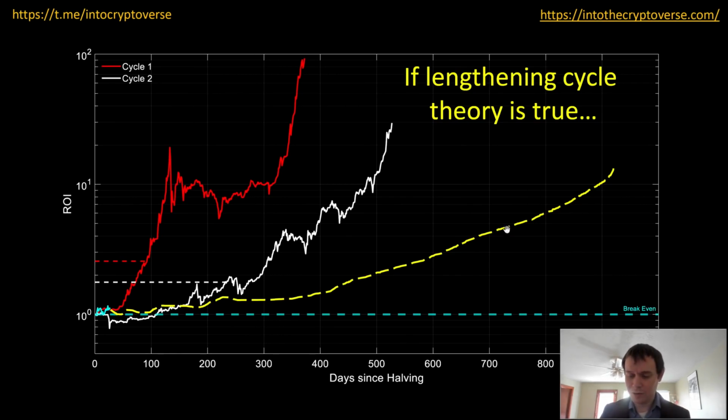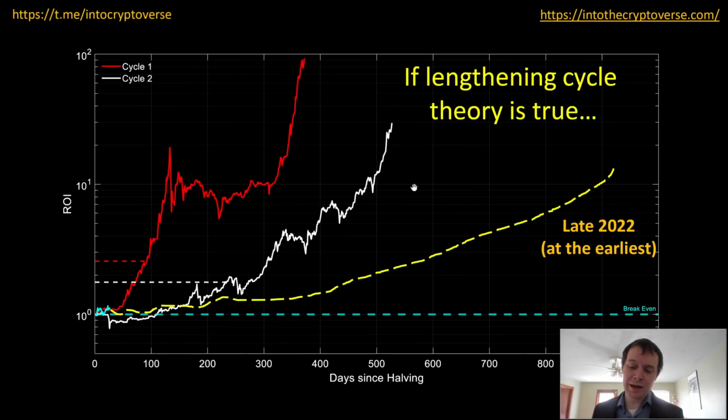Now, if this is true, if I drew it like this, if this is correct, then it would put us at late 2022 at the earliest. And this is why I say late 2022 would be the earliest it should happen, where you could say that lengthening cycle theory is true. Because if it were to happen in, say, the first quarter of 2022, then that's more of a rounding error, and this would be closer to the four-year cycle theory. So again, what's a few months among friends?